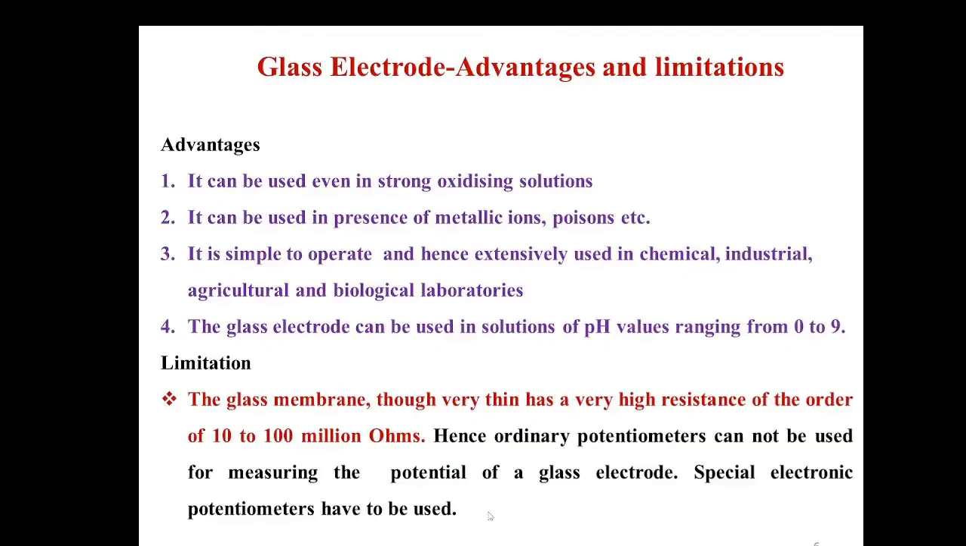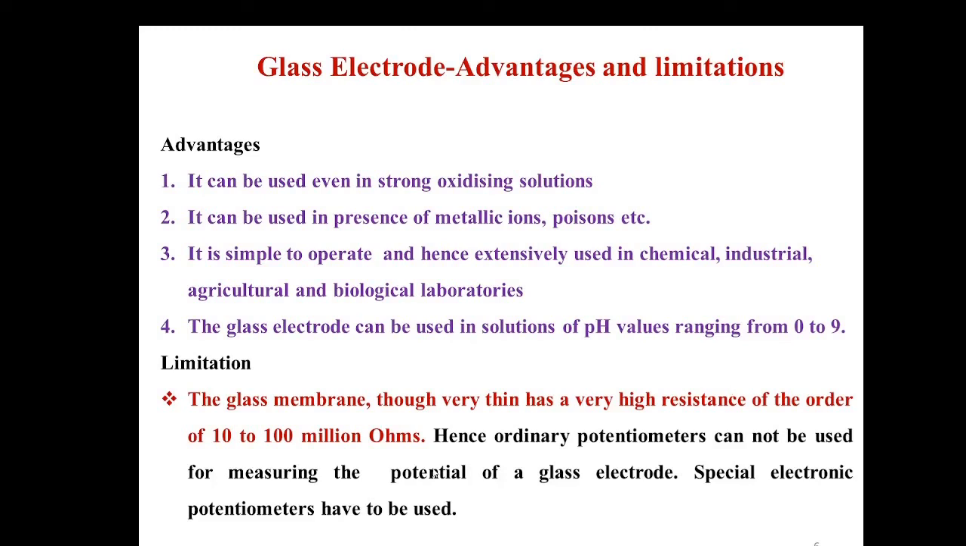the variety of glass. The advantages of glass electrode: it can be used even in strong oxidizing solutions. It can be used in presence of metallic ions, poisons, etc., because the electrode will not be poisoned easily. It's simple to operate and hence extensively used in different laboratories, in chemical, industrial, agricultural and biological laboratories. The glass electrode can be used in solutions of pH values ranging from 0 to 9.